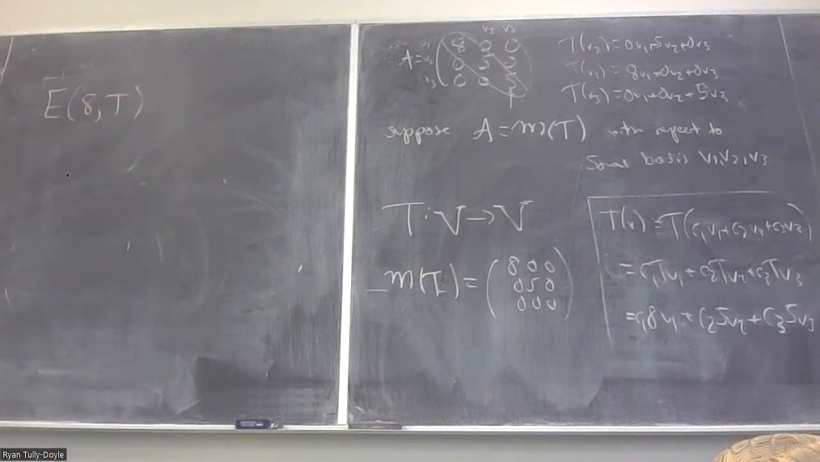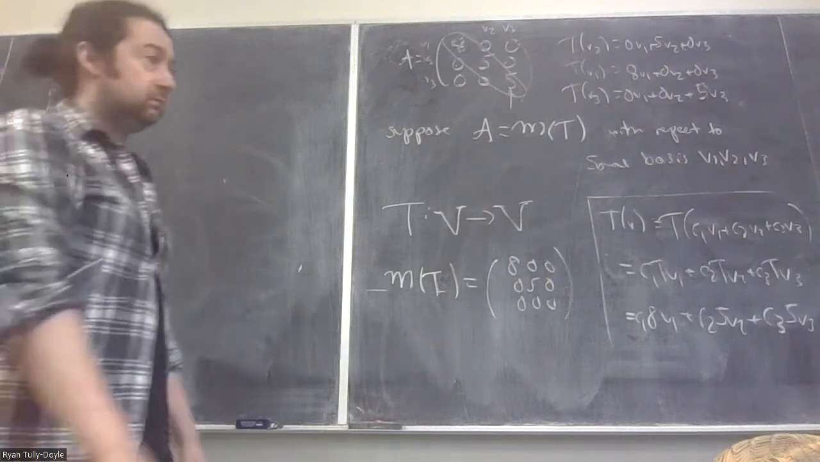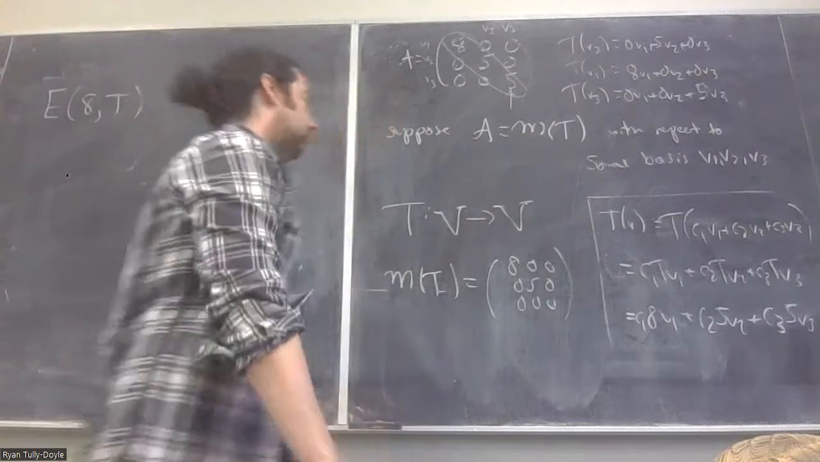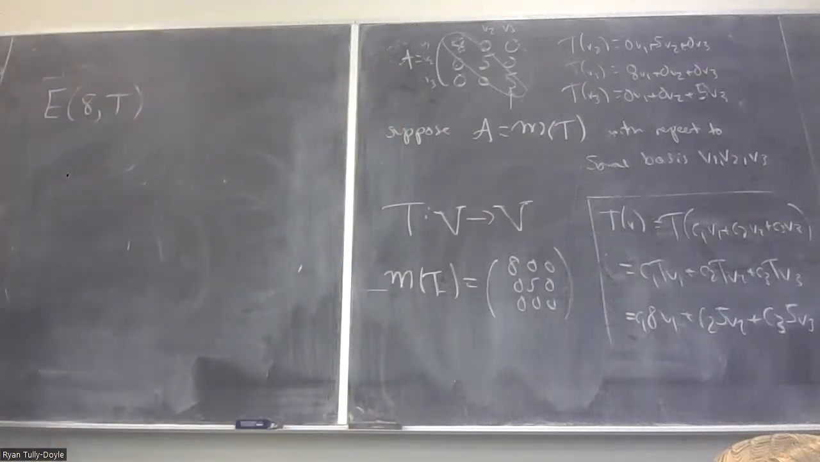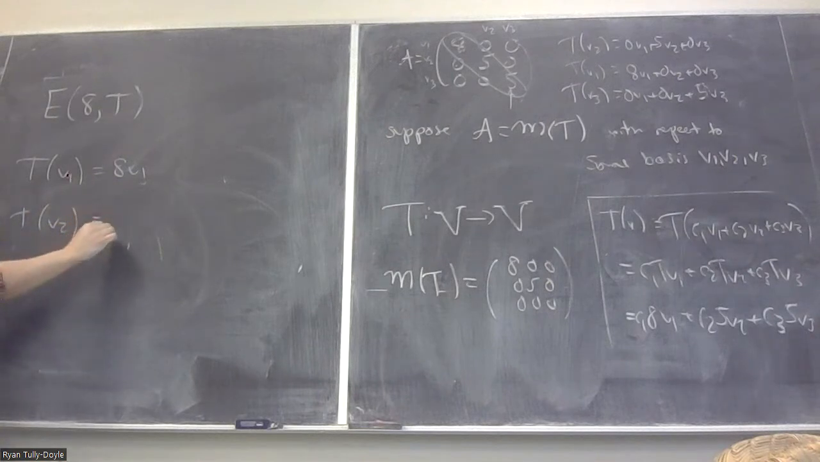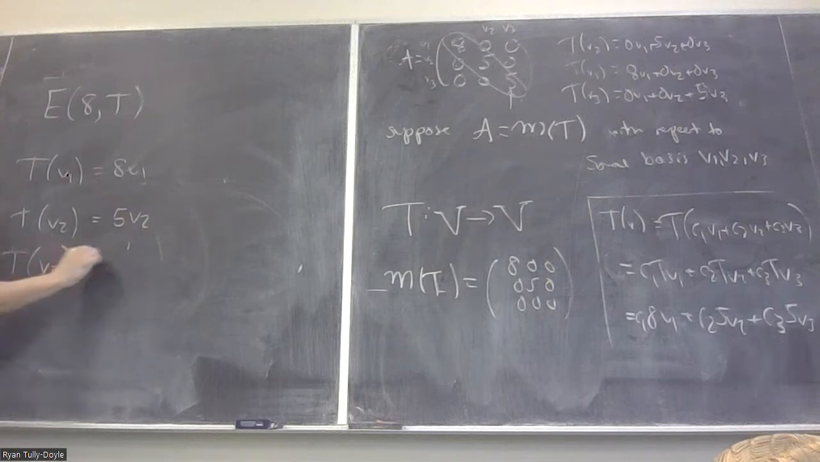What's the eigenvector of T? What's the eigenspace of T corresponding to 8? Well, let's see. What does T do to V1? 8 V1. What does T do to V2? 5 V2. What does T do to V3?